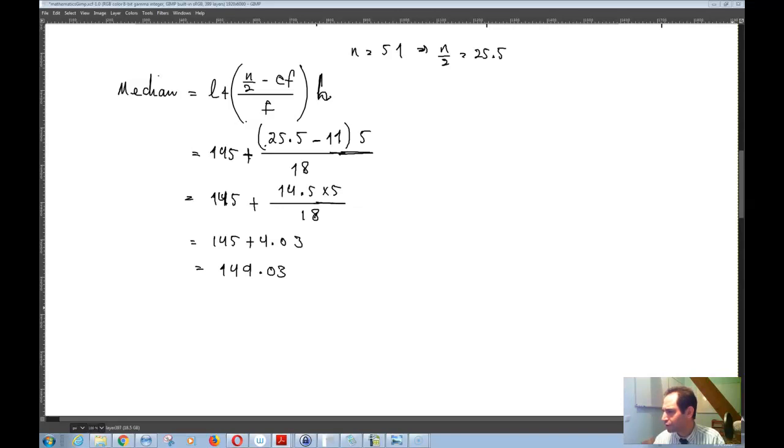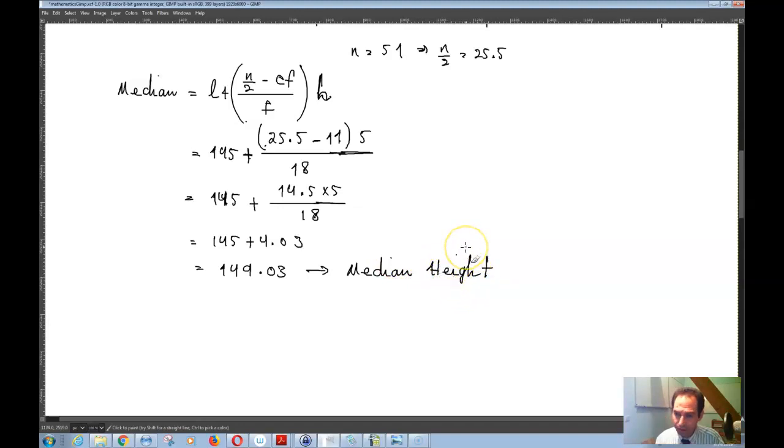Which is this thing over here, 149.03, which is exactly right. So the median height of the girls is 149.03. What that means is that this is the median height.